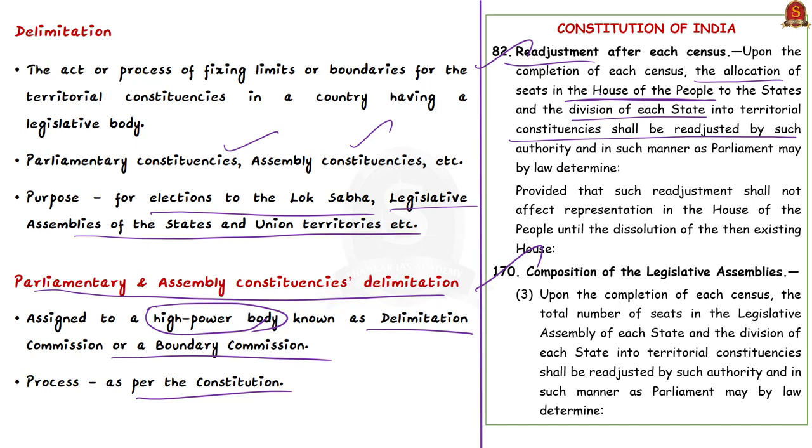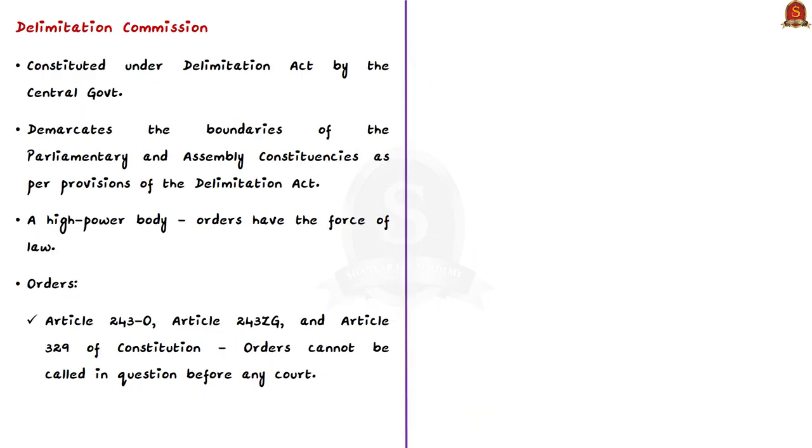See, the Parliament can determine which authority can readjust the constituencies and in which manner the readjustment can be done. So, the determining authority lies with the Parliament. So, a law was enacted for this purpose. It is the Delimitation Act, and the Delimitation Commission is constituted under this Act by the central government. So, the above mentioned readjustment and division are the main functions of a Delimitation Commission. That is, it demarcates the boundaries of the parliamentary and assembly constituencies as per the provisions of the Delimitation Act.